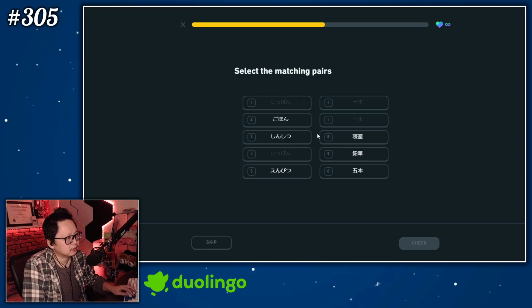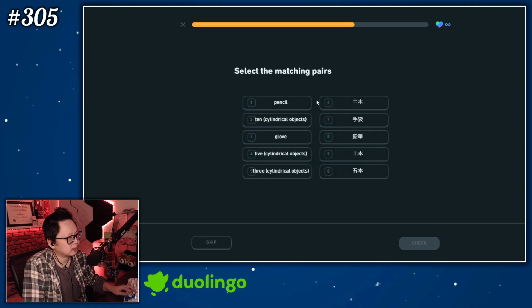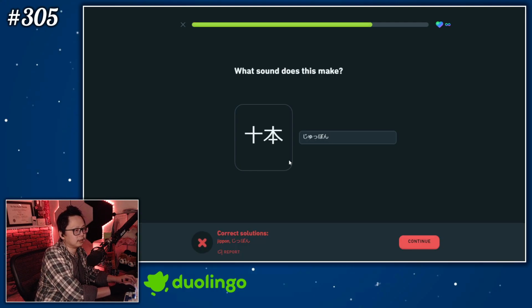寝室, 鉛筆. 5本, 鉛筆. 3本, 手袋, 鉛筆10本, 5本. Oh whoops.